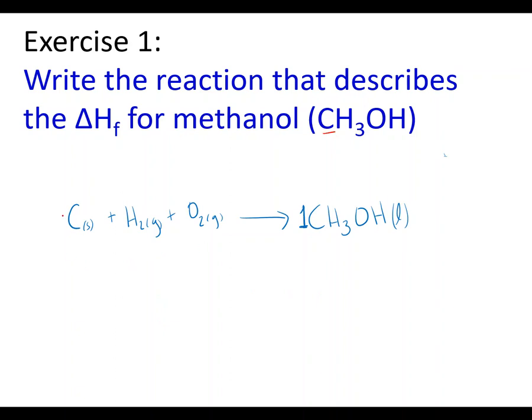All right, so carbon's fine, 1 to 1. How about hydrogen? Hydrogen needs a 2, very good, because there's 4 over here. Now, how about the oxygen? It is a 1/2 here. Exactly right. Good, good, good.